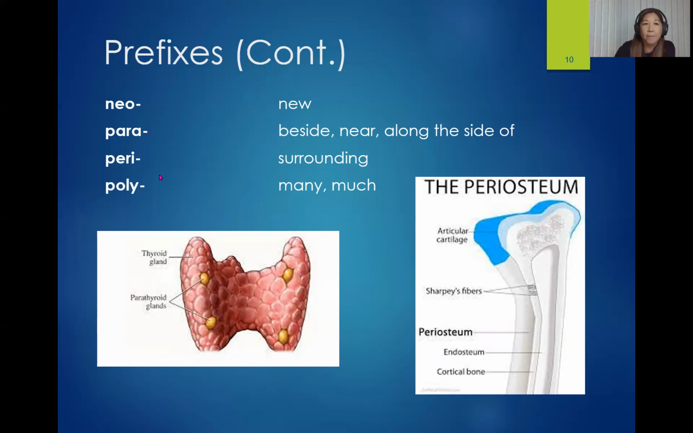Poly is a common prefix that hopefully you remember that it means many or much, right? So if you have something like polyuria, you have a large volume of urine when you pee.